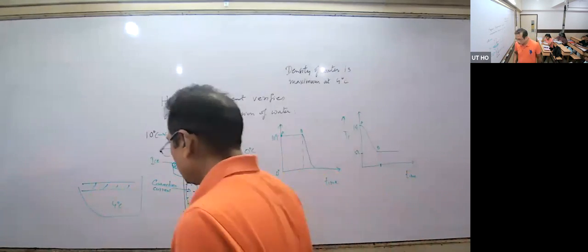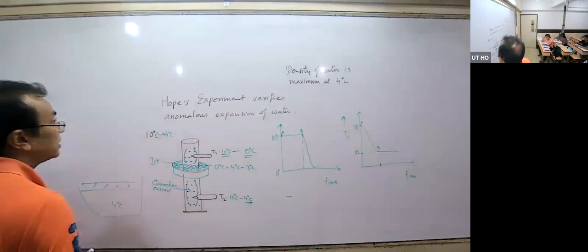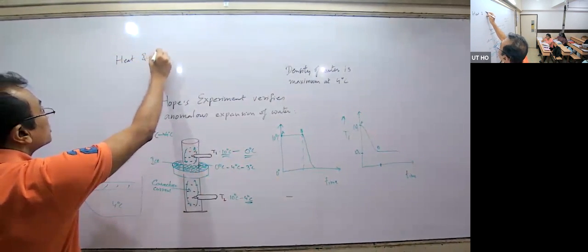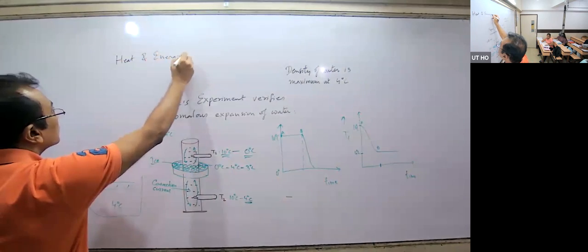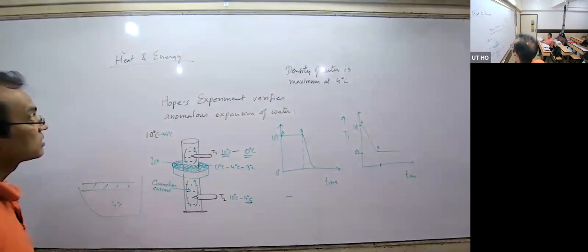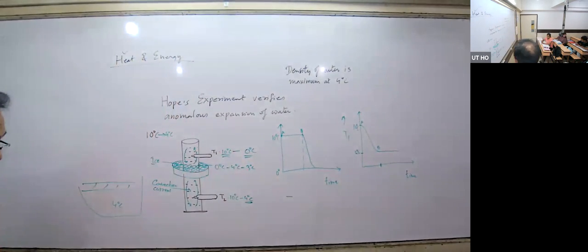The next unit is about energy. So this chapter had two parts, right? Heat and energy. The heat part is over. The rest of the chapter is all about energy. Okay. So what is the next part?